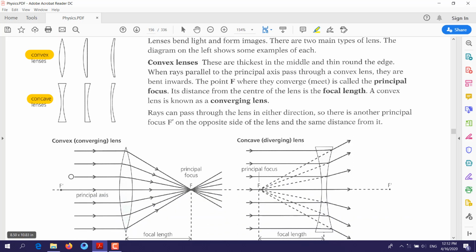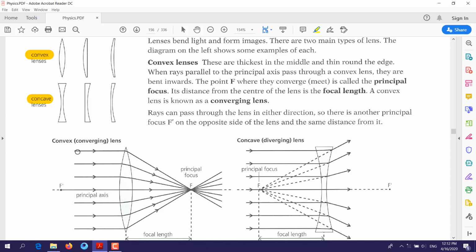When a ray parallel to the principal axis, an imaginary line that passes through the center of the lens, passes through a convex lens, what will happen? These rays will bend inward.